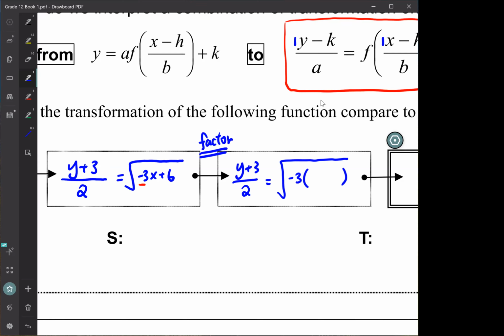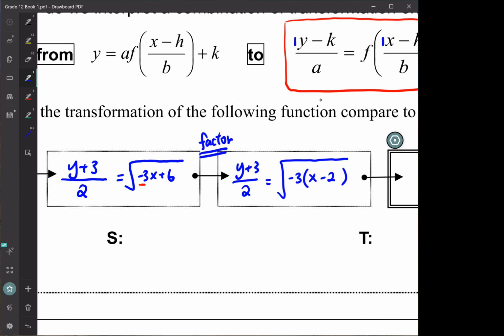Wait, what? Can you repeat that? If you take -3 out, right, common factor, what will be left in the bracket? Oh, x minus 2. Okay, very good. What you can do is multiply back in to check, right? See if it still works.